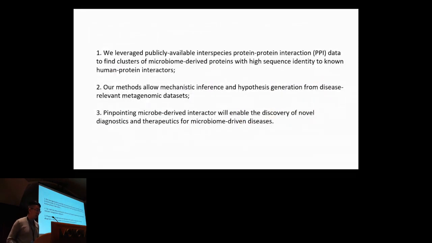Just to give a few takeaways for our study, we leverage the publicly available interspecies PPI data to find clusters of microbiome-derived proteins with high sequence identity to known human protein interactors. And these methods allow us to make mechanistic inference and hypothesis generation from disease-relevant metagenomic data sets.